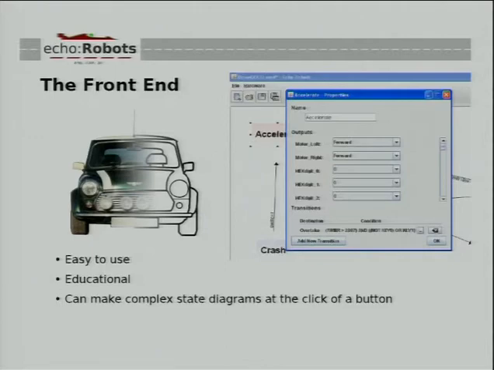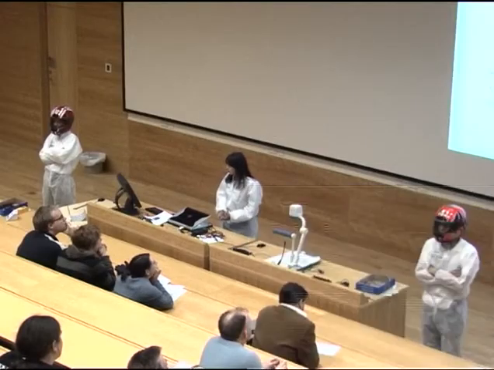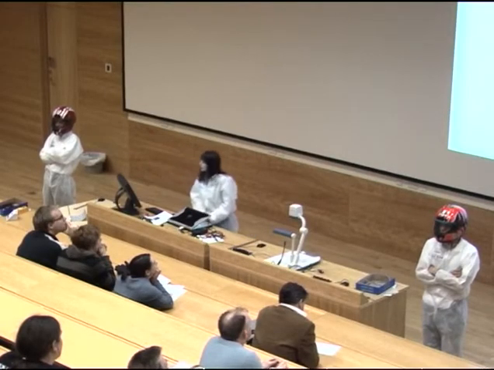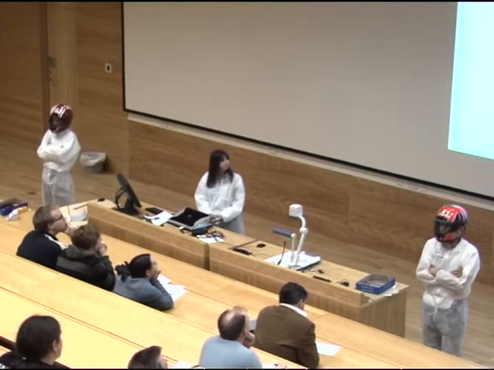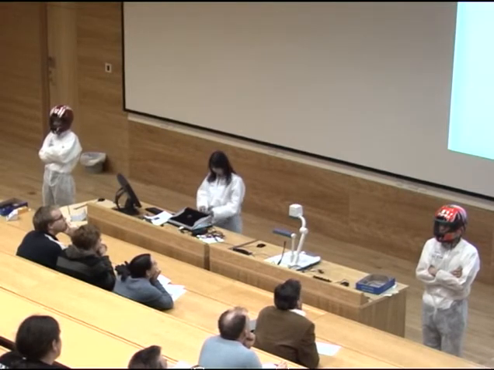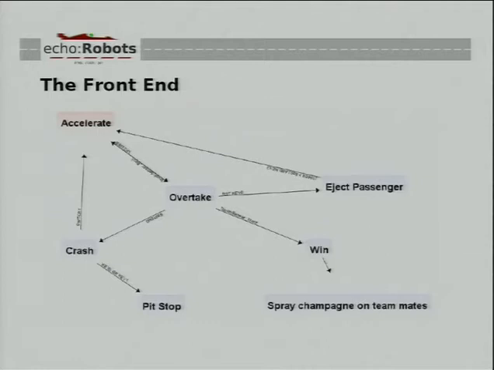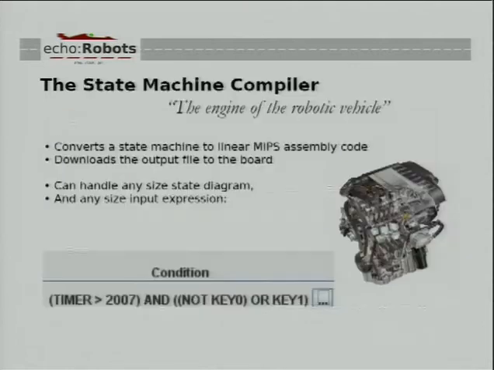Also, we can do save and load, which allows us to make more complex projects. This shows an actual state diagram of something that you might do in a race. State machine diagrams can be of any size and can include any length input expressions.